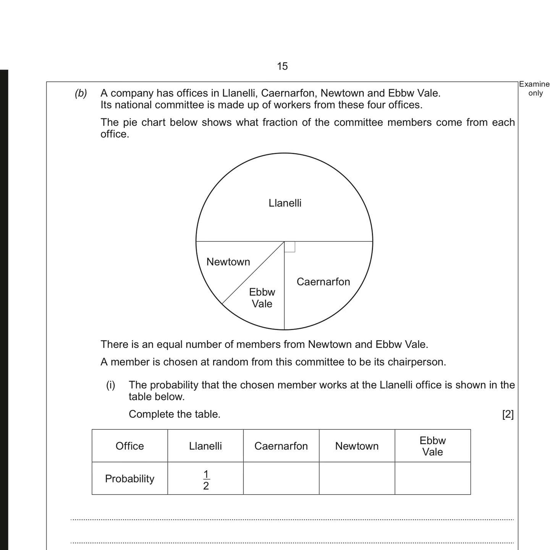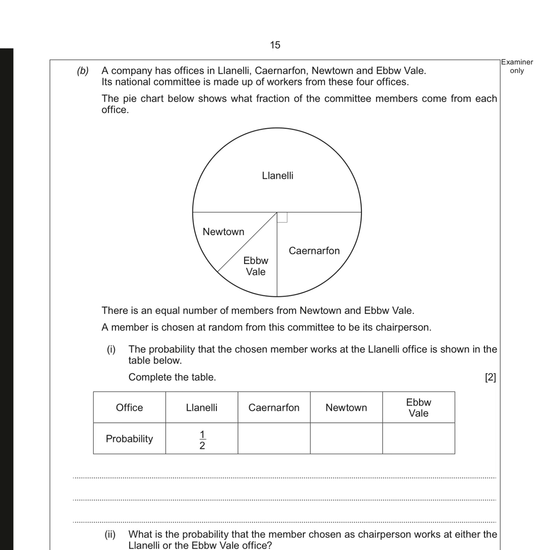Part B, I can see that we have a pie chart giving us the company with the offices in Llanelli, Carnarvon, Newport, Newtown and Ebbw Vale. The pie chart shows the fraction of the committee members that are from each office. In the table just underneath, we can see that Llanelli is down for a half, which makes perfect sense, as half of the pie chart is given over to Llanelli.